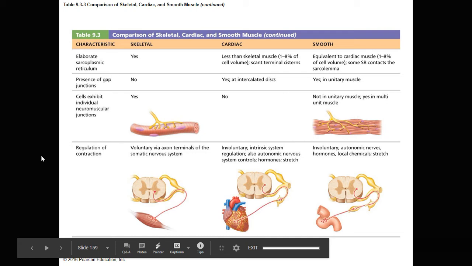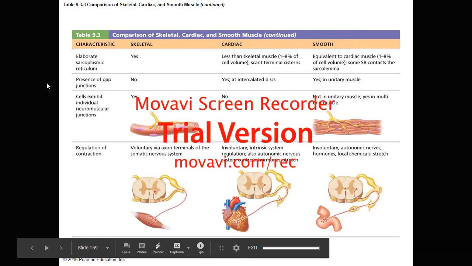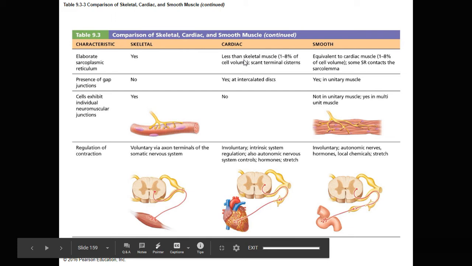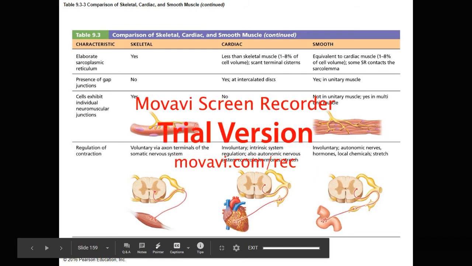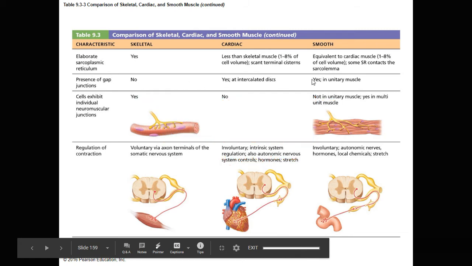All right, so some more comparisons of the three. Does it have an elaborate sarcoplasmic reticulum? Skeletal, yes. Cardiac, less than skeletal muscle, and then smooth, equivalent to cardiac muscle. So it does have some SR, sarcoplasmic reticulum. Presence of gap junction. Skeletal, no. Cardiac, yes, at the intercalated disc. And smooth, yes.